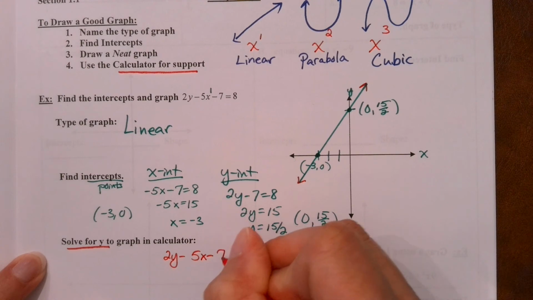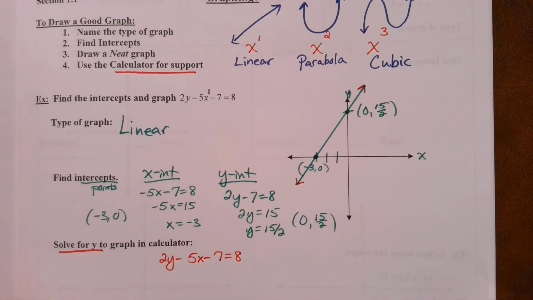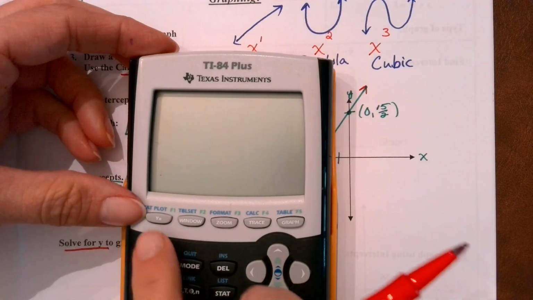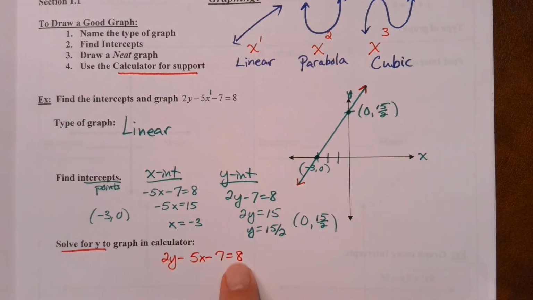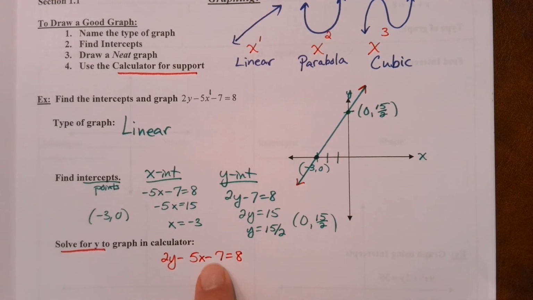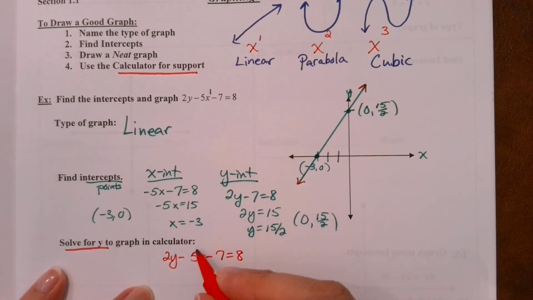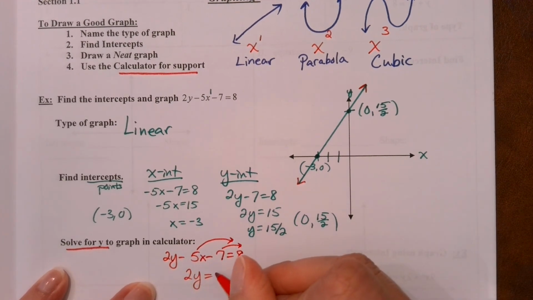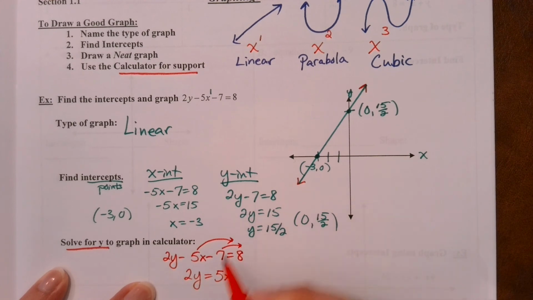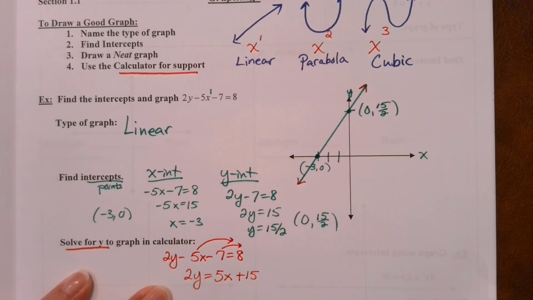When you are using the graphing calculator, where you go to graph is the y equals button. But we don't have our equation in y equals form just yet, so we're going to have to rearrange a little bit. I'm going to have to move these 2 terms to the other side. Switch sides, switch signs. That's going to be a 5x plus 7, that makes 15. It's not solved for y just yet.